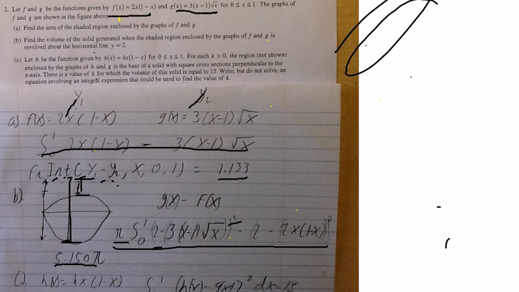Okay, and then C is saying let h be the function given by h of x equals k times x times 1 minus x for 0 less than or equal to x less than or equal to 1.